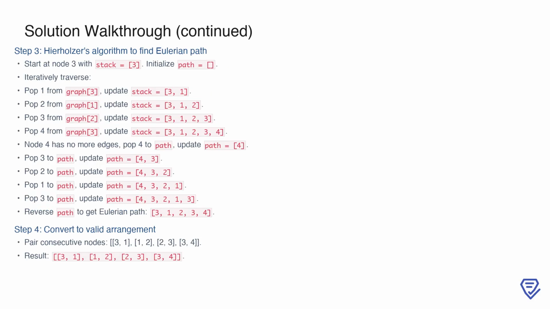Using Hierholzer's algorithm, we start at node 3 with the stack initialized as [3], and the path as an empty list. From node 3, we pop 1 from its adjacency list and add it to the stack, which becomes [3, 1].